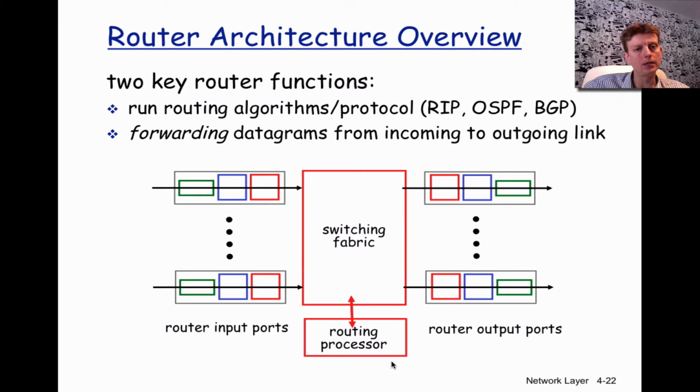Alright, let us talk now about what is inside a router. Remember its two key functions: to run routing protocols to determine a path between two end systems throughout the network, and to actually forward datagrams from a specific input port to a particular output port. Let us now go through the functionality of all these elements: input ports, switching fabric, and the output ports.